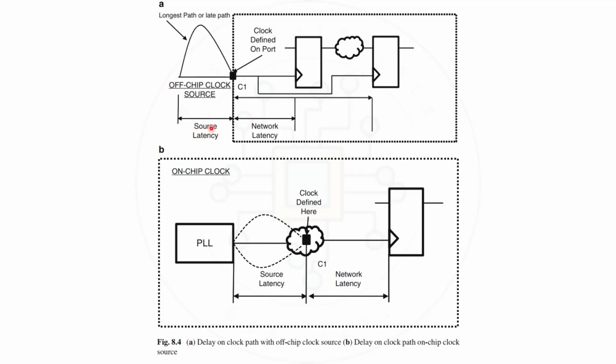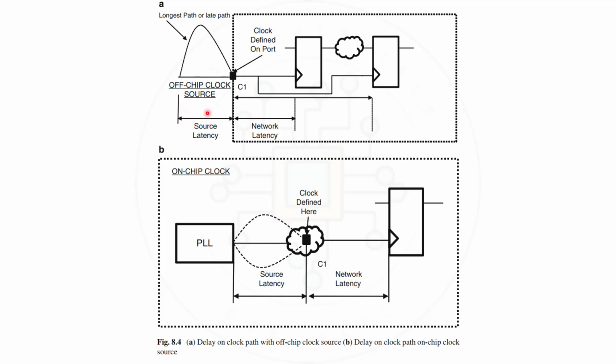And here, if you see this source latency, that is the PLL, which is present outside of the chip. Here this bounding box you can take as the chip, and if the source is present outside, it is called off chip. Suppose the source is also present within the chip, within this bounded box, then you can call it an on-chip clock. So this is an off-chip clock, this is an on-chip clock. The concept is the same, but here on the chip the source is also present. From the PLL to the clock definition point, it is called source latency, and from the clock definition point to the clock pin of the sequential device, it is called network latency. So be clear with this.